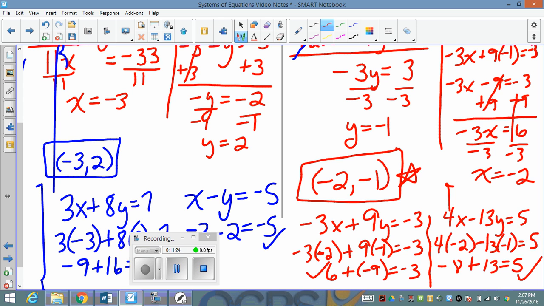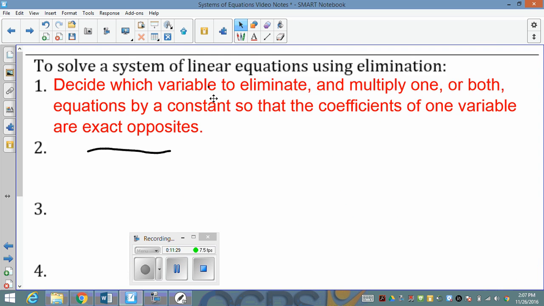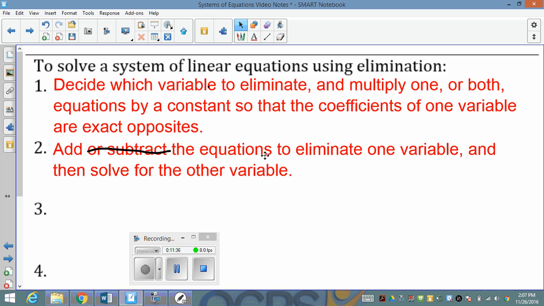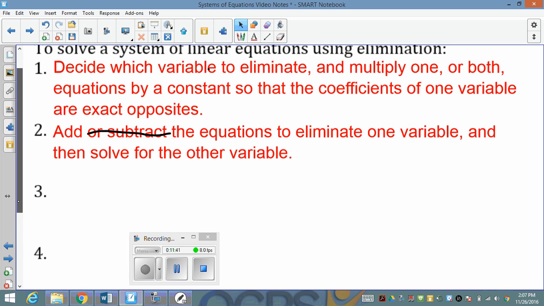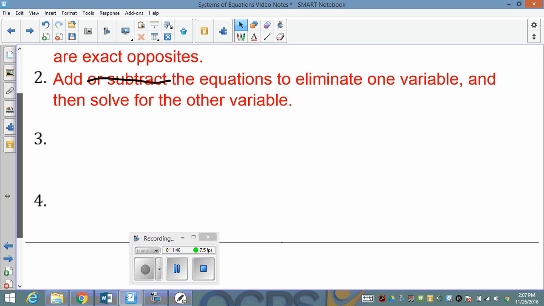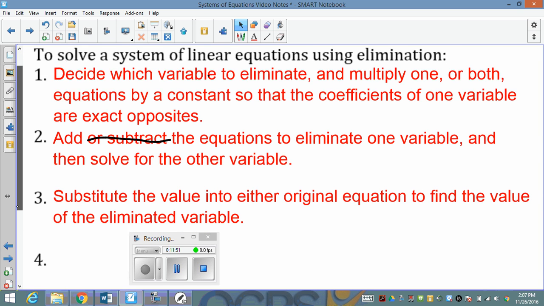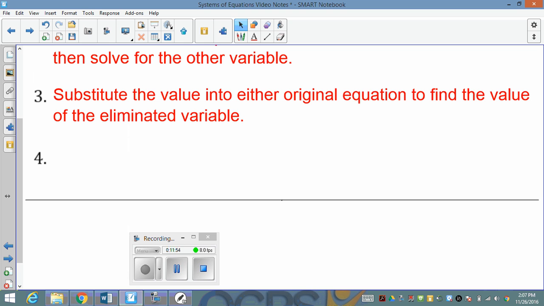So again, to use our elimination method, we want to decide which variable to eliminate and multiply so that we can get exact opposite coefficients. We say add or subtract, but really we want to add because we're making them opposites. Eliminate one variable, and then solve for the other variable. Substitute that back into one of the equations to find the value of the eliminated variable, and then plug in to check your answer.